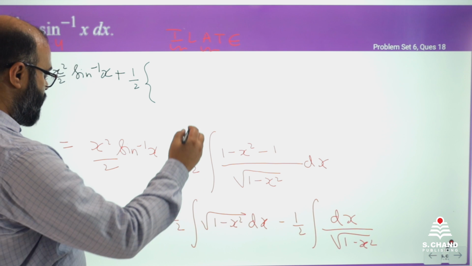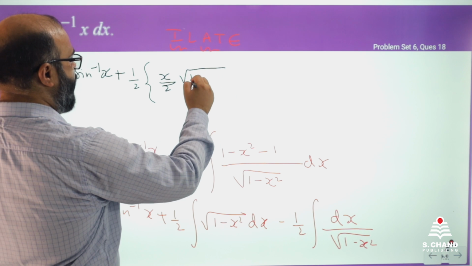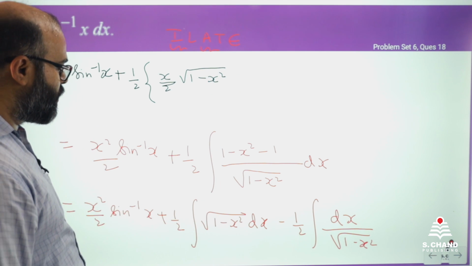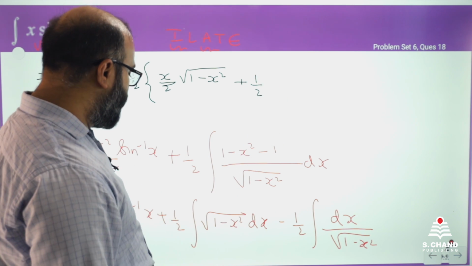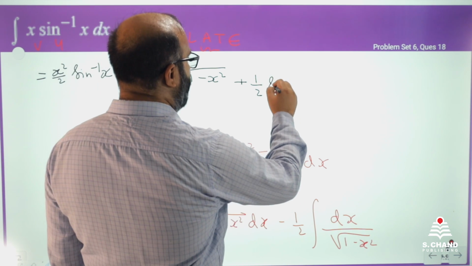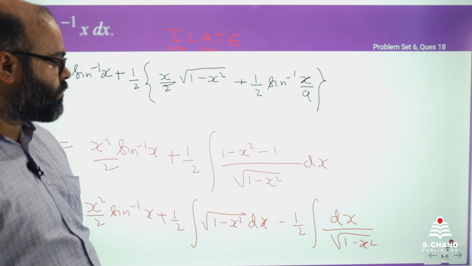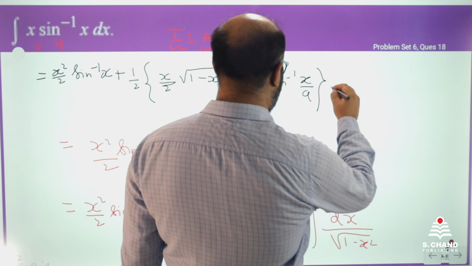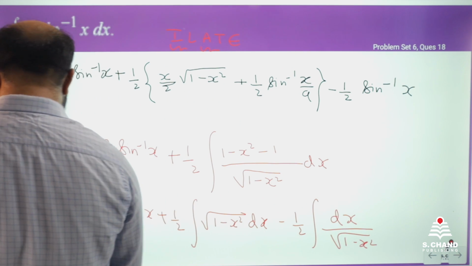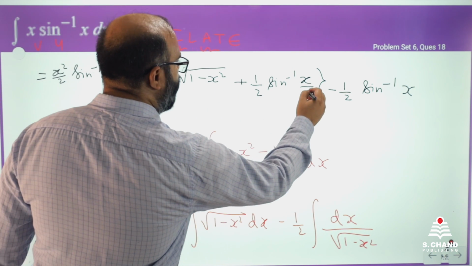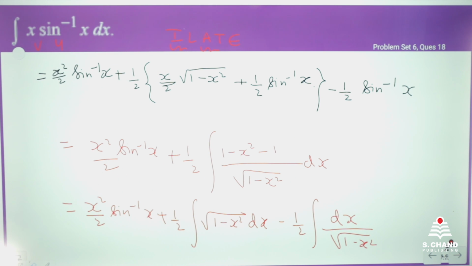So this will become x by 2 root over 1 minus x square, like this, plus a square by 2, that will be 1 by 2, into sine inverse of x by a, like this. This is what we are going to get here. What about here? This will give you minus 1 by 2 sine inverse of x. And as we know, a is 1 in both the cases. So no need to write a here. It is 1. So this is how you can express it.